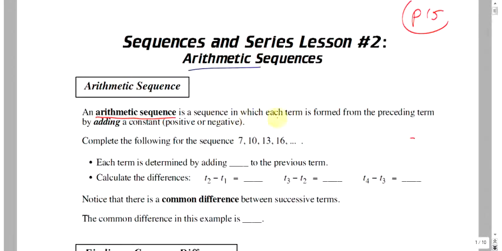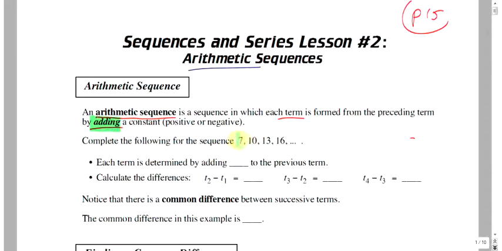Arithmetic sequence. Each term is formed from the preceding term by adding something. You don't want to subtract, you want to add. If it goes down, you're adding a negative number. Okay? We always want to add, not subtract.